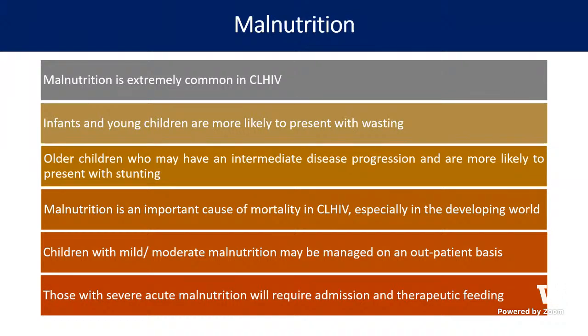So sometimes what happens is not all malnourished children we will admit. When the child has severe malnutrition, that is what we call SAM, those children we will hospitalize and treat. But moderately malnourished children, we can manage as outpatients, we can teach them, we can counsel them, and they can be managed on an outpatient basis also.